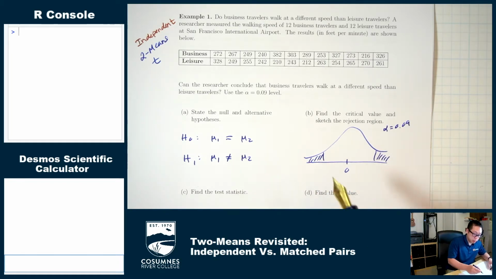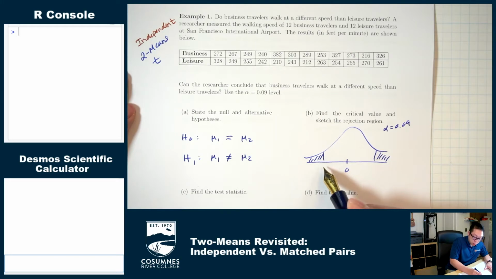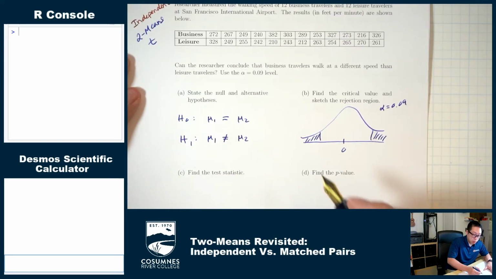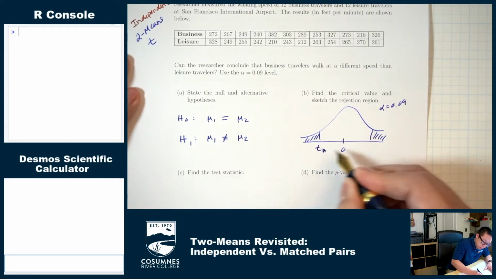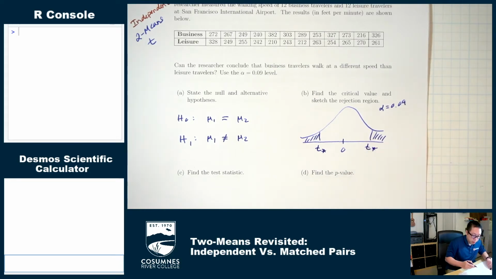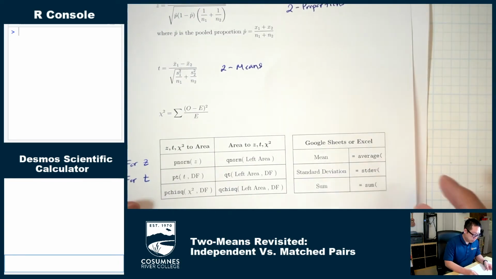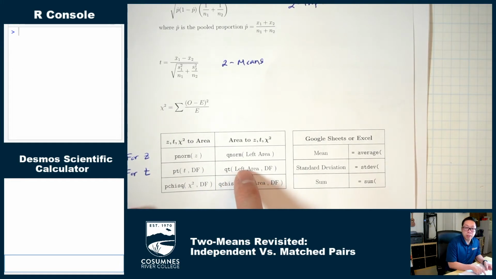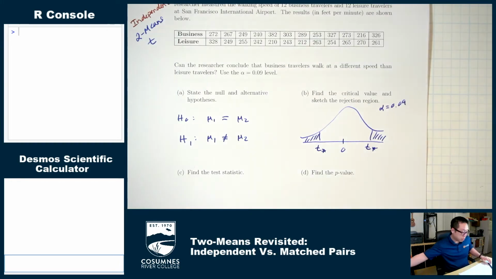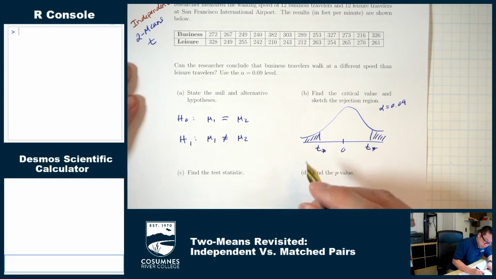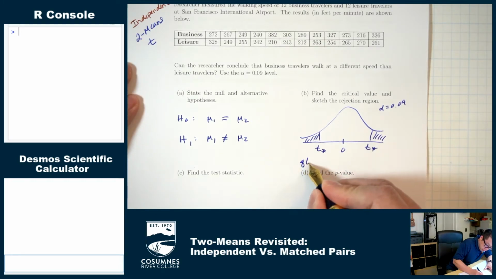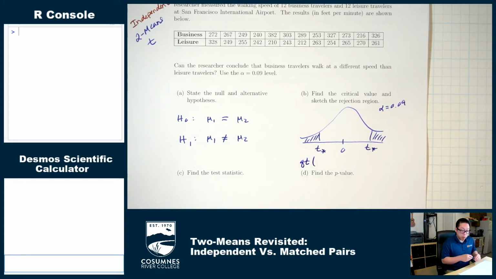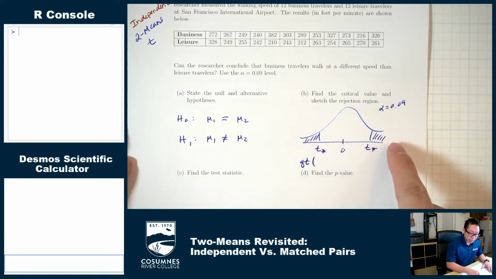And then your job is to either define the Z star or T star. We're talking about means here, so I'm looking for the T stars. And this is really an area to T problem. Area to T for the T situation is going to be a QT, left area, DF. So this is a QT. Left area, left and right together is 0.09.